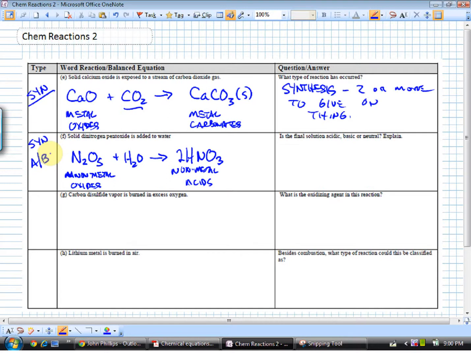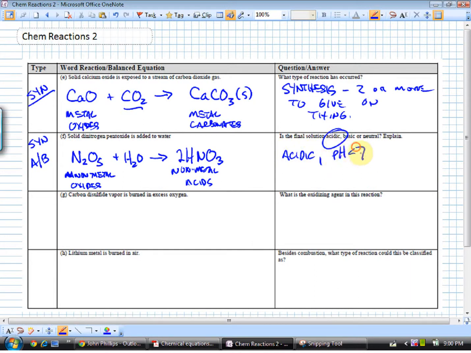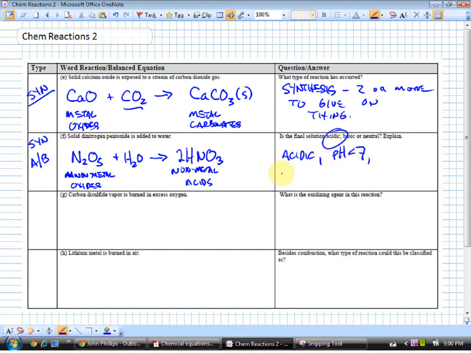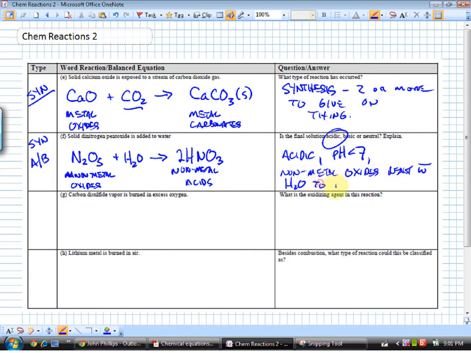Is the final solution acidic, basic, or neutral? What do you think? Of course, it's acidic, which means pH is less than 7. And the reason is non-metal oxides react with water to produce acids. A handy category of reactions to remember.